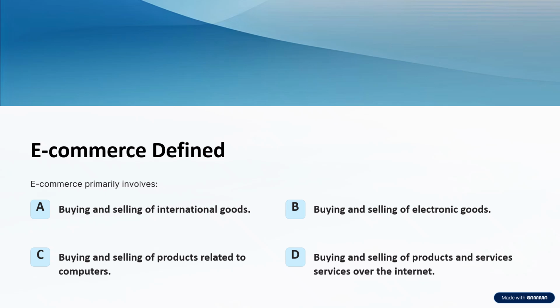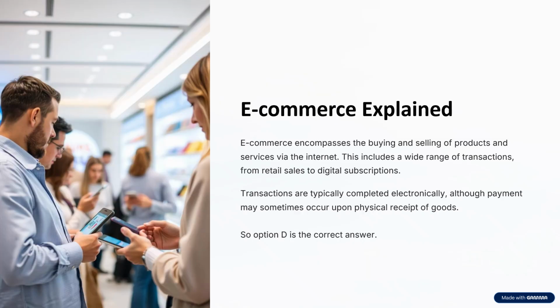So among these options, option B is the correct answer. E-commerce is the process of buying and selling of products and services via the internet. This is the right option. So this is the explanation of e-commerce.